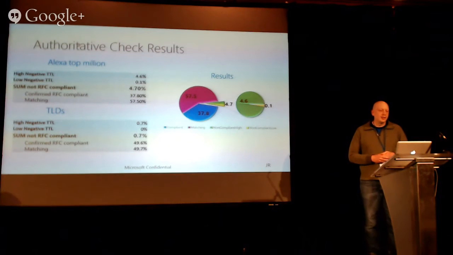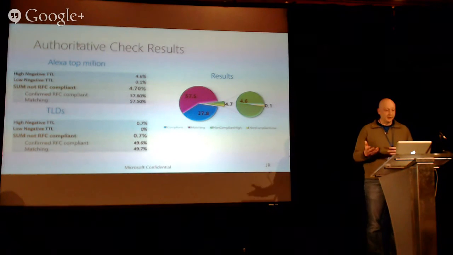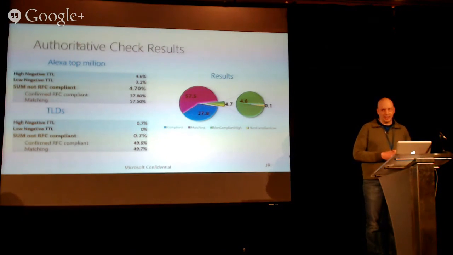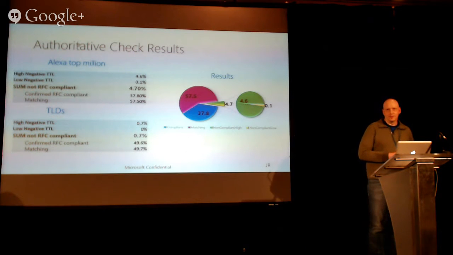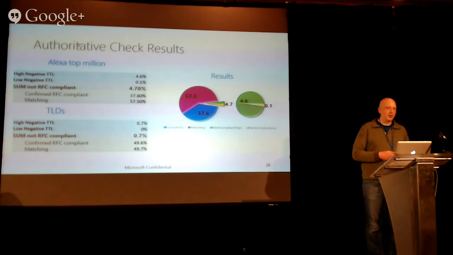Looking at the expected results, what we'd expect to get back is the min of the SOA TTL and the min TTL as the negative TTL. We found around 5% of the name servers that we queried, so out of about 390,000 that we were getting responses from, about 18,000 of them responded with an unexpected value, either too high or too low.